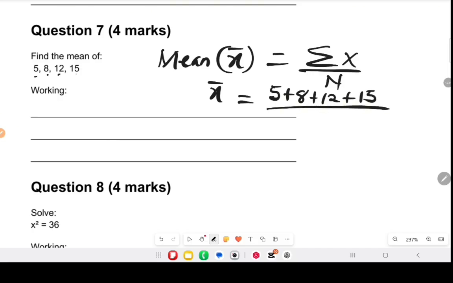1, 2, 3, 4, which is 4. If we add 5 plus 8 plus 12 plus 15, we have 40 all over 4. And 40 divided by 4, x bar, which is the mean, is equal to 10. 10 is the mean. Mean is the same as average. Meaning if each is 10, 10, 10, 10, at the end of the day, we have 40.